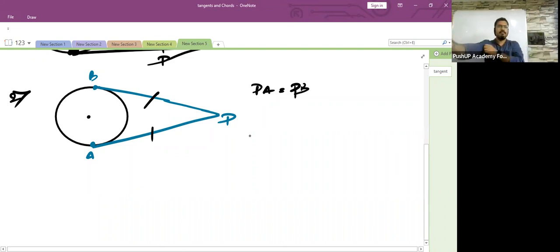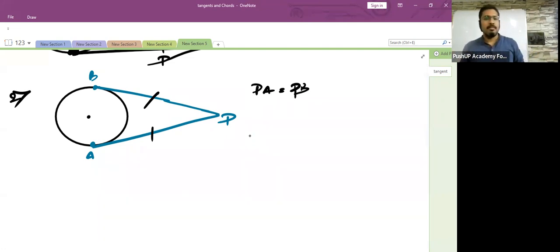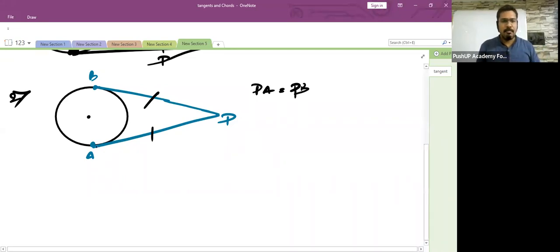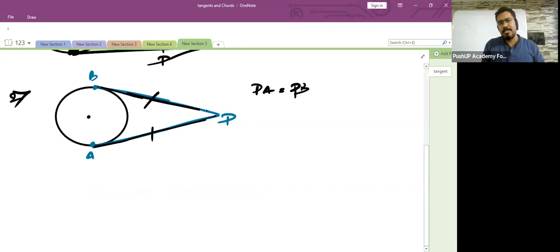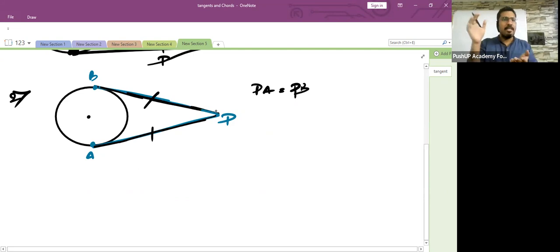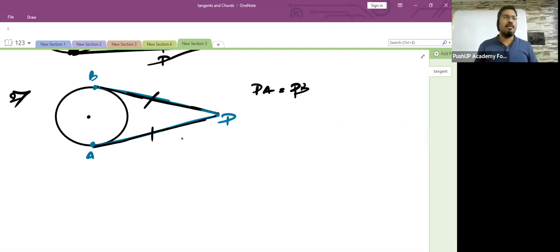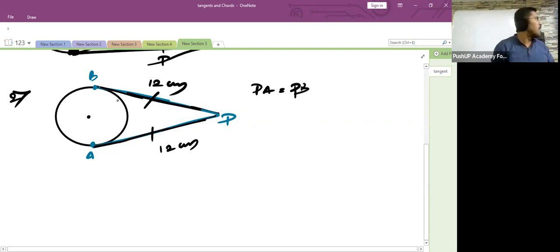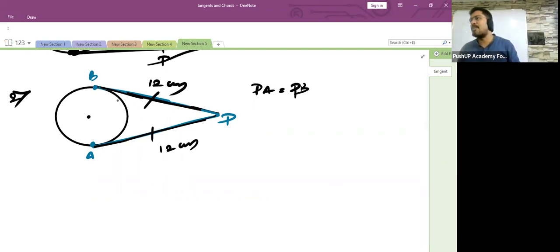Was that easy? PA is equal to PB. Whatever is the length of PA, the same will be the length of PB. That's what I said. There is a length, no, Pavish? Length of PA, then length of PB, both the lengths are going to be the same. That means if PA is equal to 12 centimeter, then PB will also be equal to 12 centimeter. That's what I meant. All right, followed it. So this was the second property.